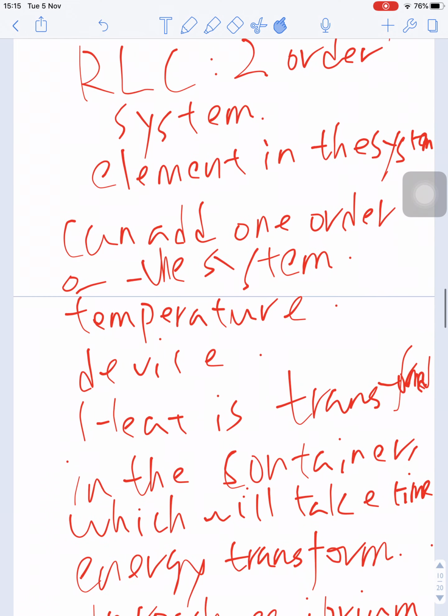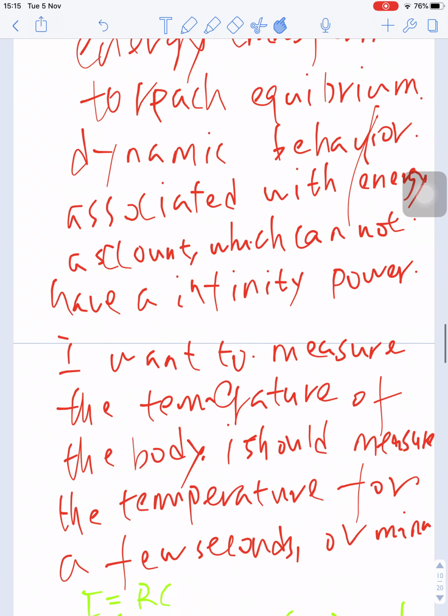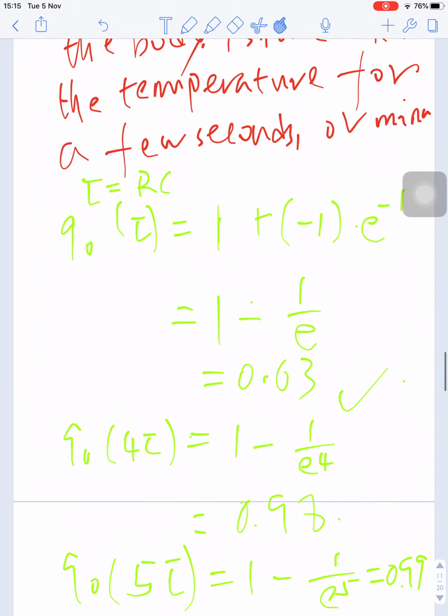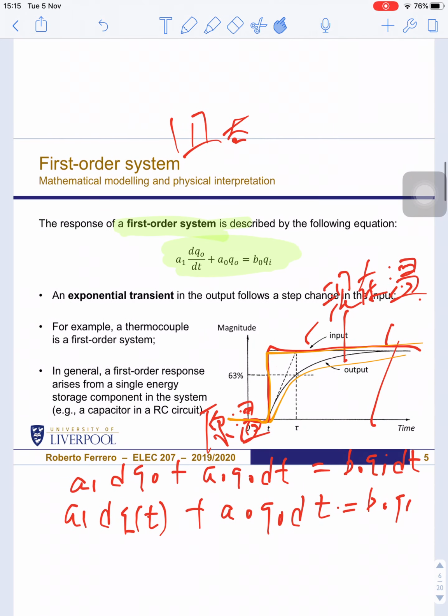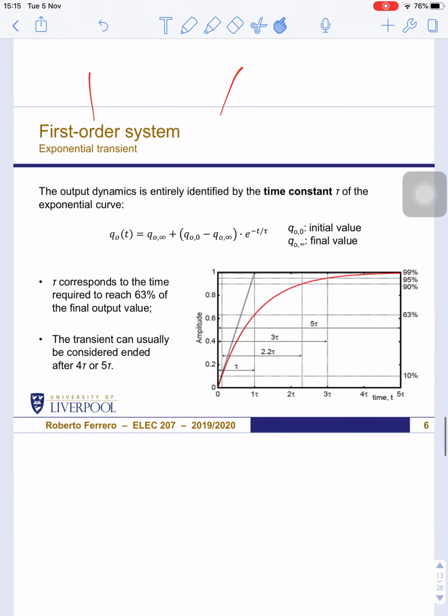There is a very important thing here. The general equation is identified as Q out of t equals Q naught infinity, plus Q naught 0 minus Q naught infinity, times e to the power of minus t divided by tau, where Q naught 0 is the initial value and Q naught infinity is the final value.